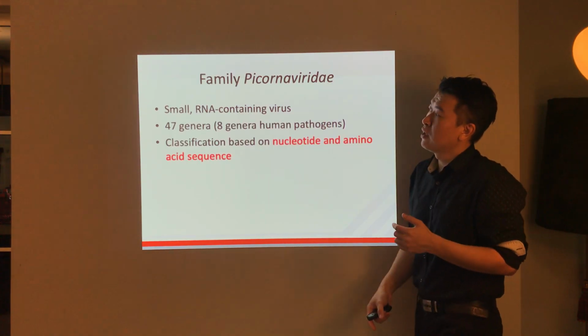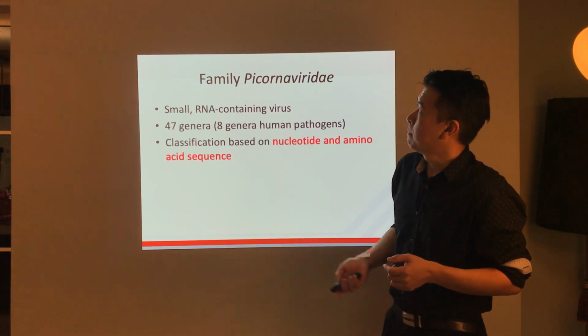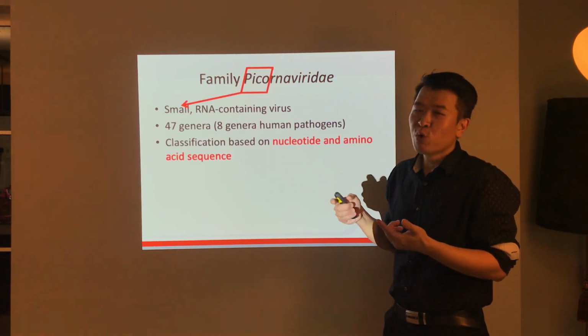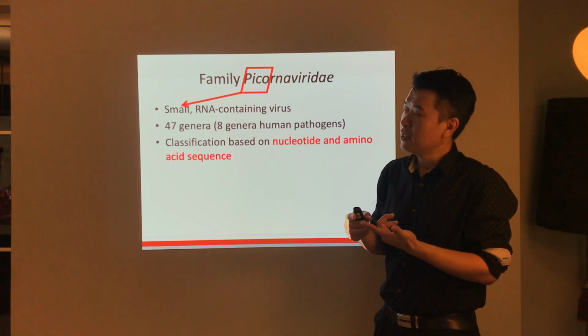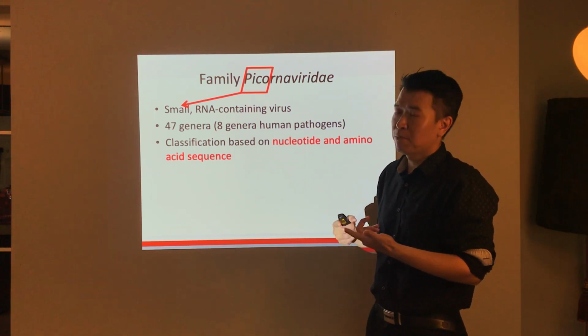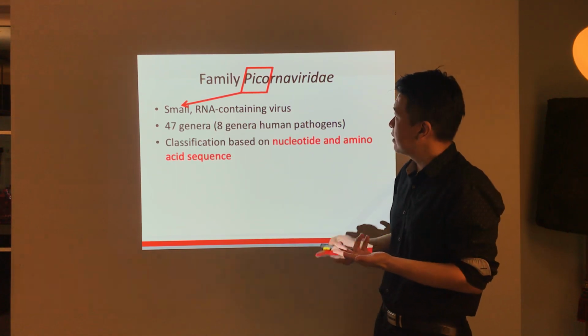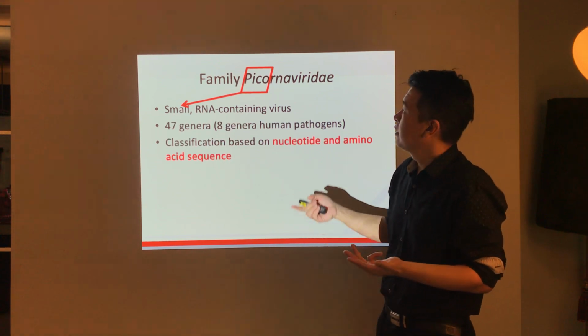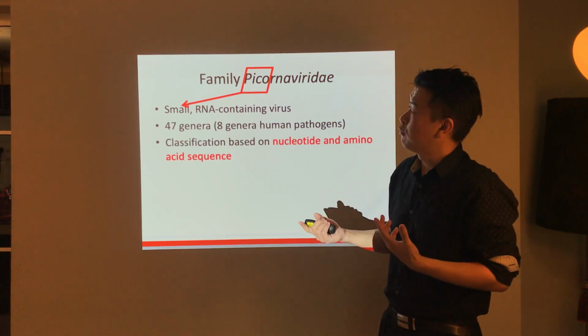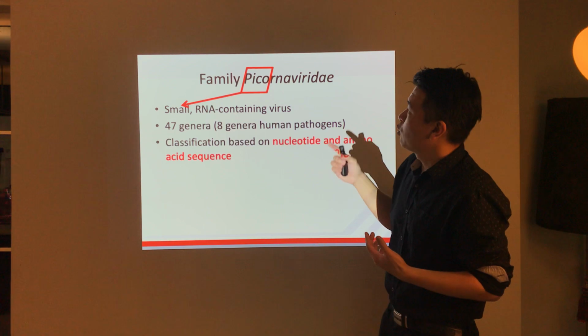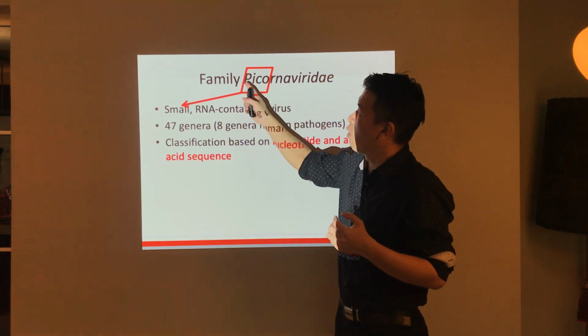So the family Picornaviridae, from the name pico. We know centi is 10 to the power of -2, milli is 10 to the power of -3, micro is 10 to the power of -6, nano is 10 to the power of -9, and then pico is 10 to the power of -12. So what it means is that it's really small.